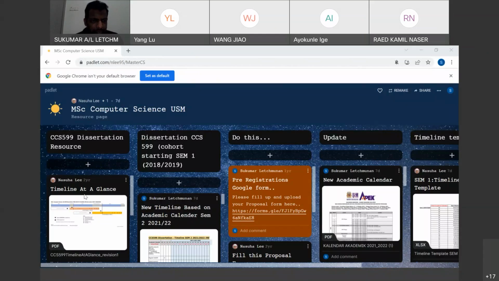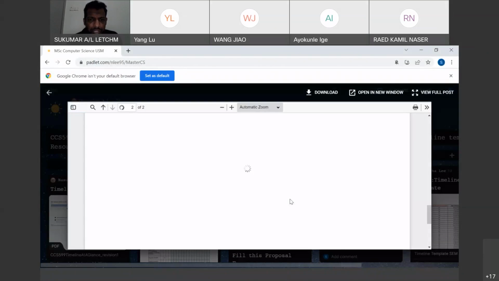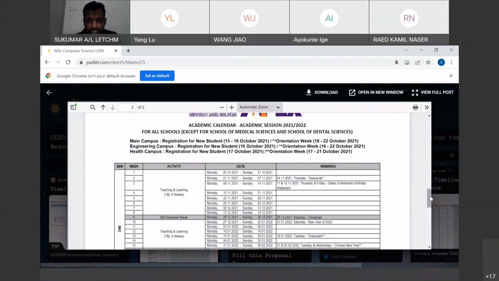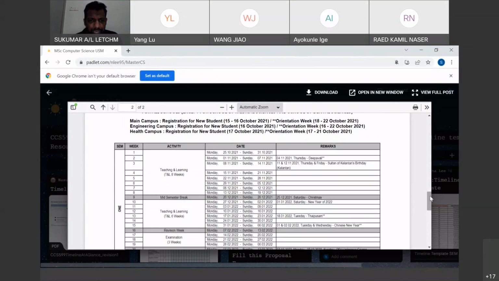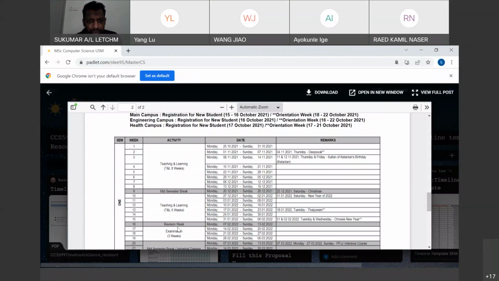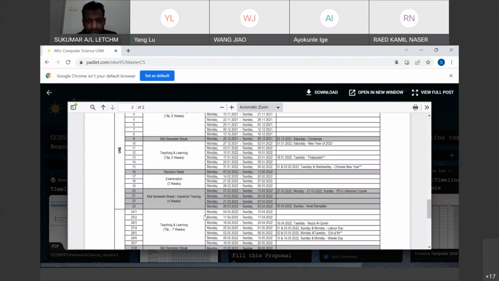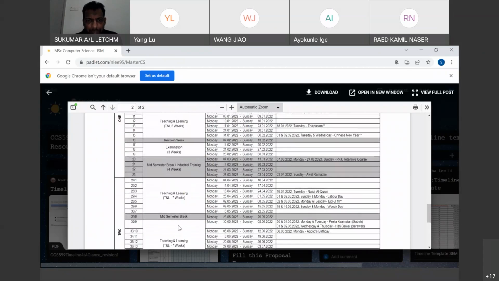Okay, the first main thing you need to know is that your academic calendar is going to start. Now you're in semester 1, and you are currently going to do your revision week, which is next week. Starting next week is your revision week. Then you have 3 weeks of examination, and then you have semester break, followed by semester 2. Semester 2 will start in April.